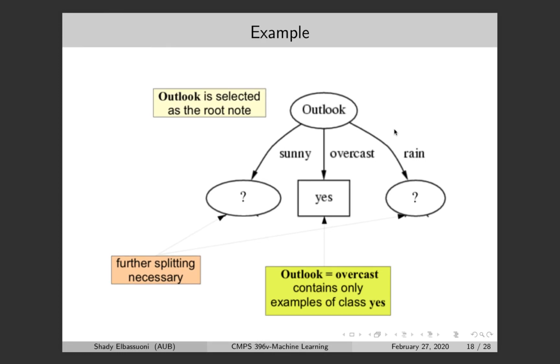So when I split on outlook, outlook is selected at the root node. Outlook is either sunny, overcast, or rainy. When it's overcast, I have all the instances belonging to one class, so yes, play tennis, and I can stop splitting there. For the other 2 nodes, I have to split further, because the instances belong to the two classes that I have.